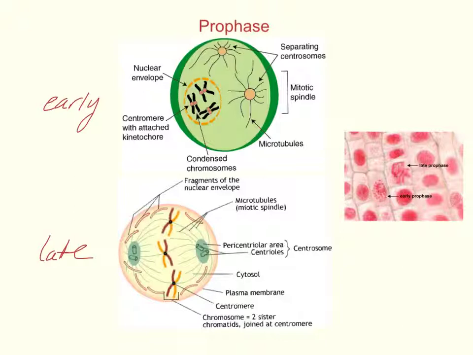These spindles move outward from the centrosomes. The centromere of each chromosome attaches to the spindle. Then, the centrosomes move towards opposite poles of the cell.